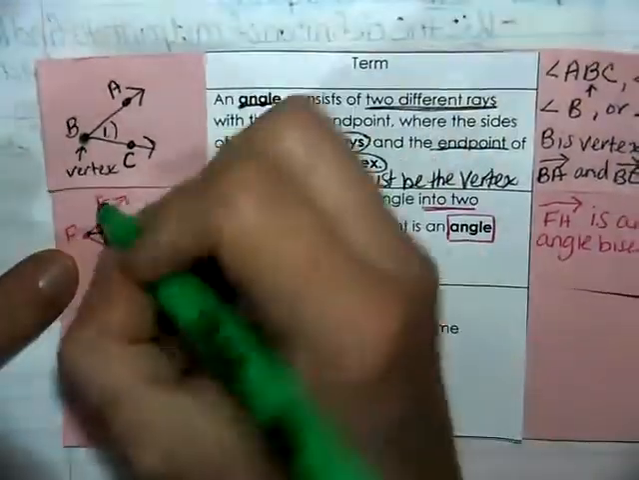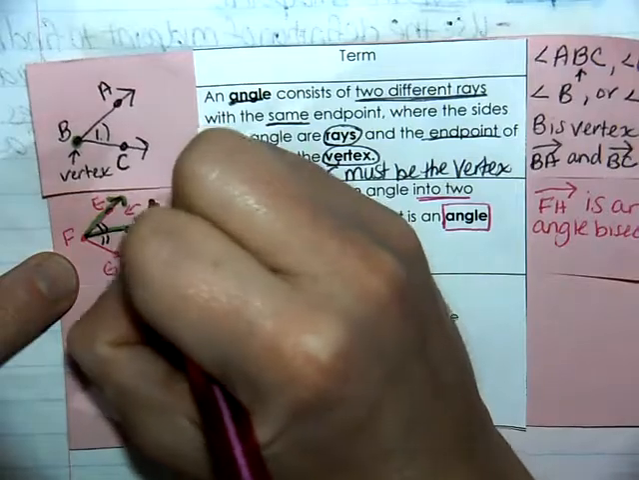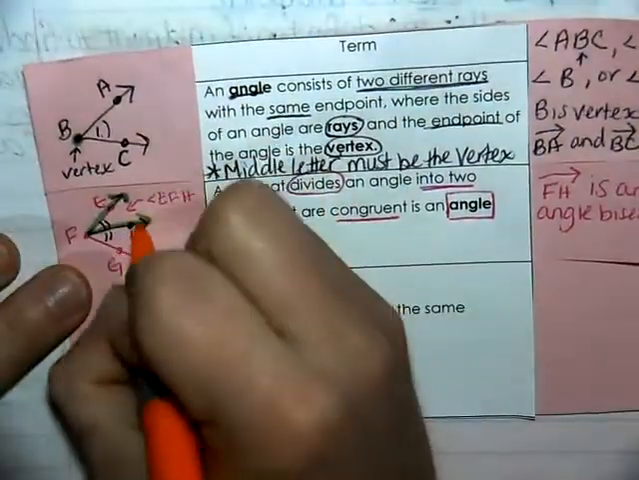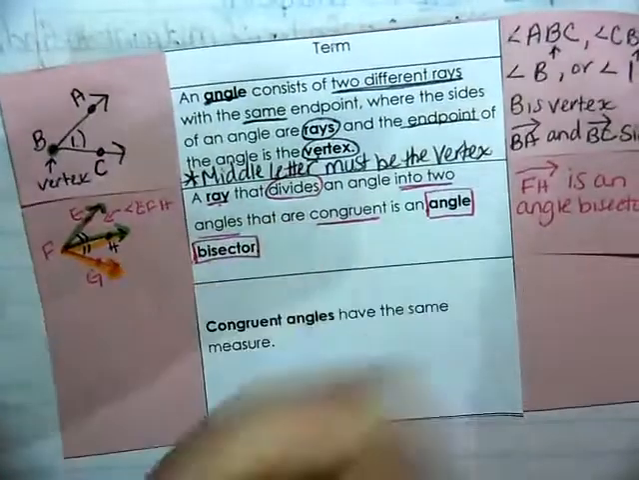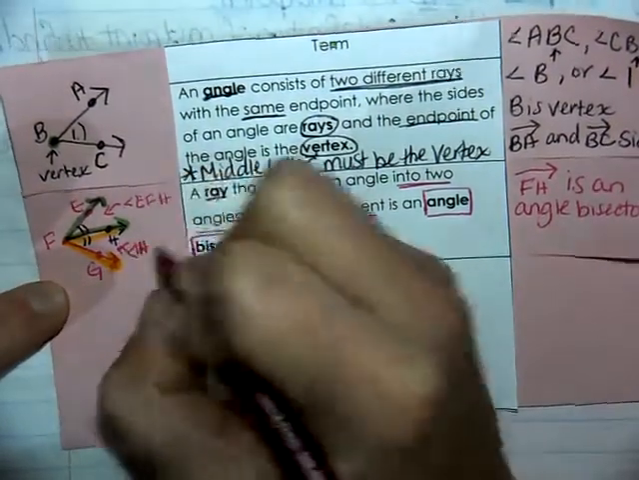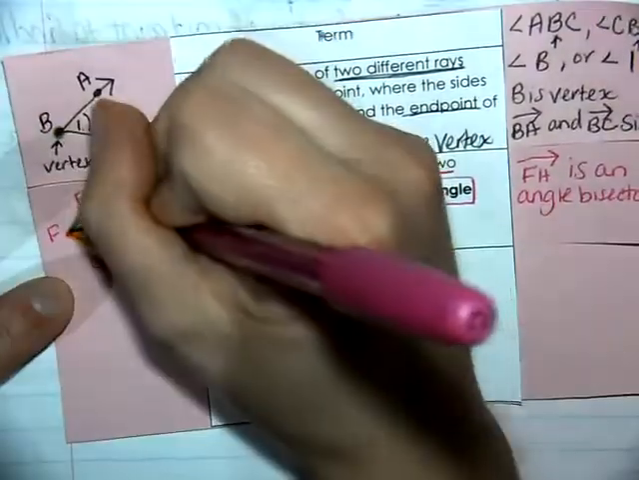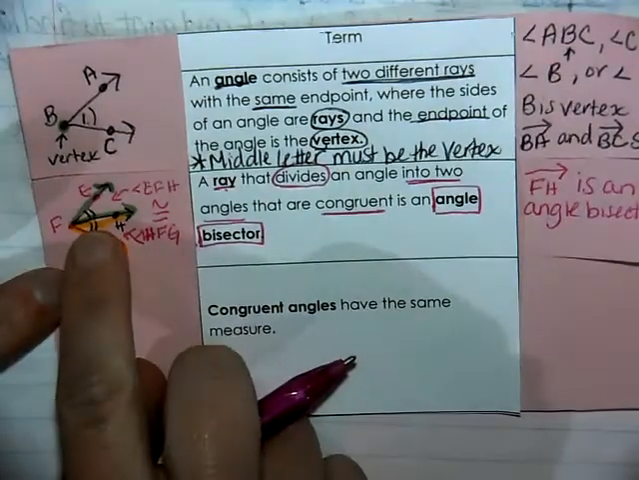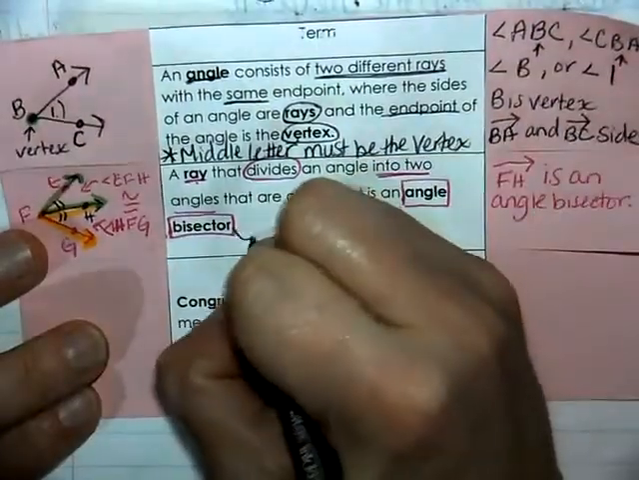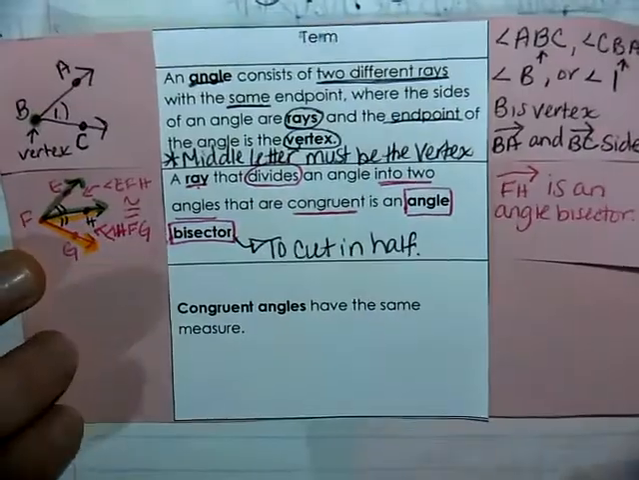So we have two angles that end up being formed. The first angle is called EFH. So this is angle EFH. And our next angle is HFG. So angle HFG. So these are our two angles that are formed, and they are congruent to each other. And they are congruent to each other because they have the same arc marks, and we are told that FH is an angle bisector. Remember that bisector means to cut in half, or to divide into two congruent pieces.